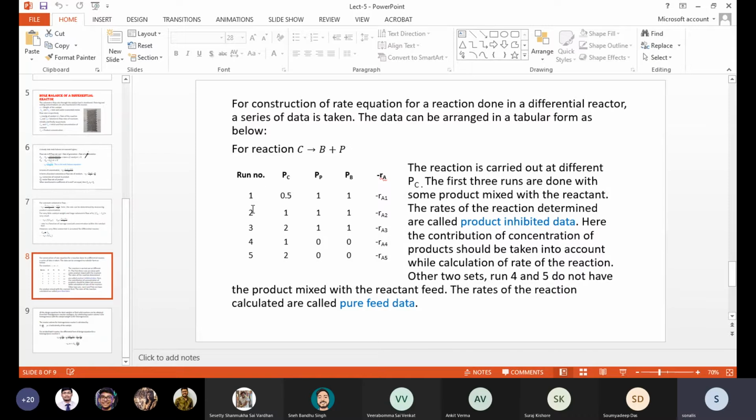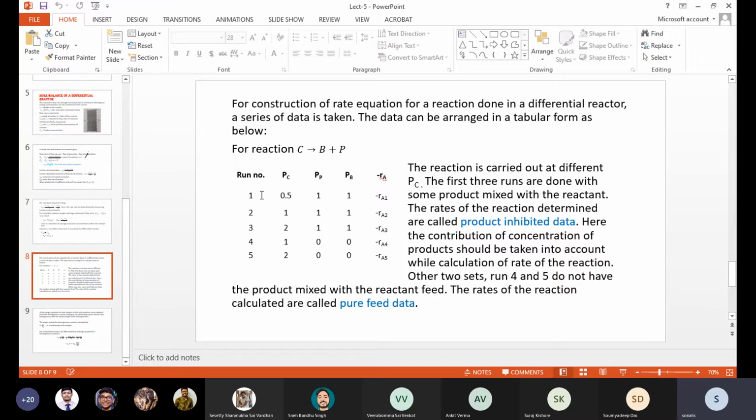Here this is the run number. In the table you see 5 runs are taken. PC is the partial pressure of the reactant C, cumene, P is the partial pressure of propylene, and B is the partial pressure of benzene. And the corresponding rates are minus Ra1, minus Ra2, minus Ra3, this way.